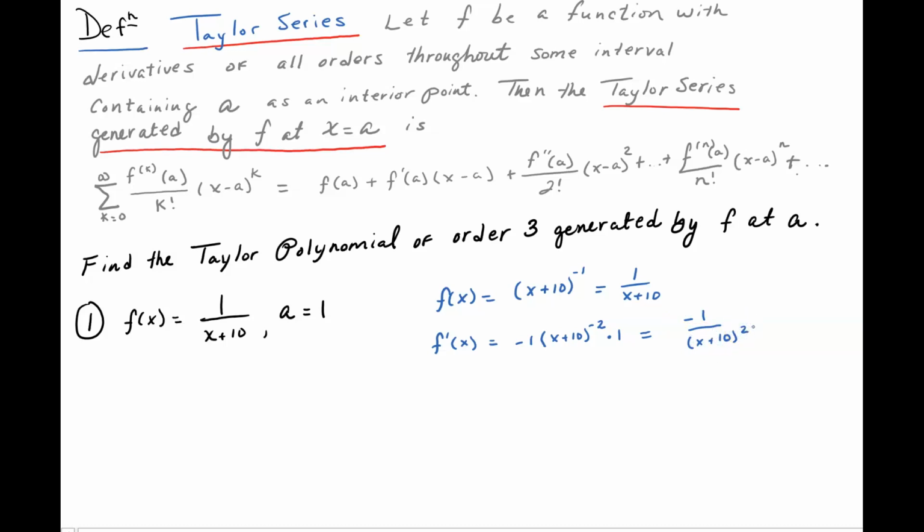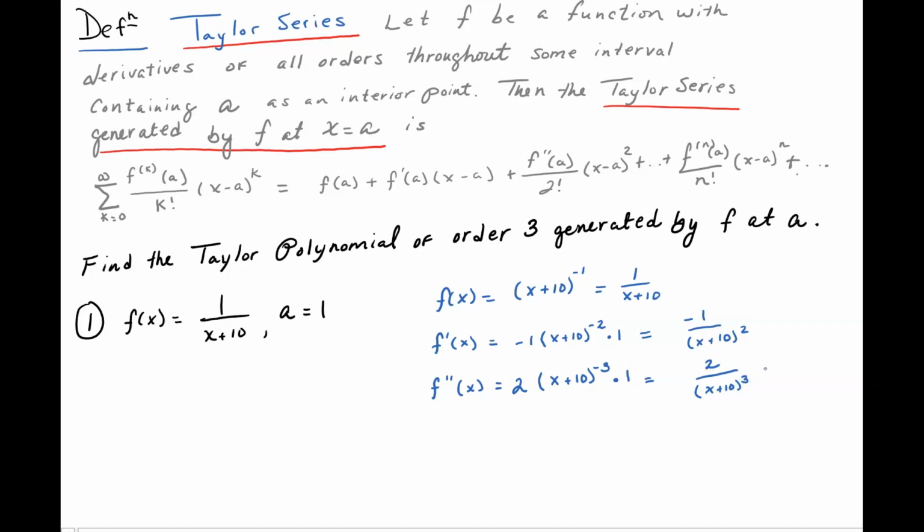Nothing to it. Now we find the second order derivative, f double prime. This is a no-brainer. This is going to be a negative 2 times a negative 1, so a positive 2. And again, it was multiplied by 1, so we don't really need to worry about that. But a positive 2 times x plus 10, and negative 2 minus 1 is a negative 3. And so what we get here is 2 over x plus 10 to the third power.